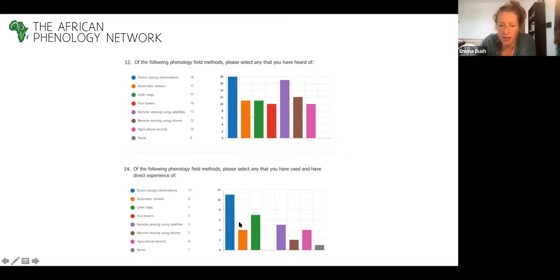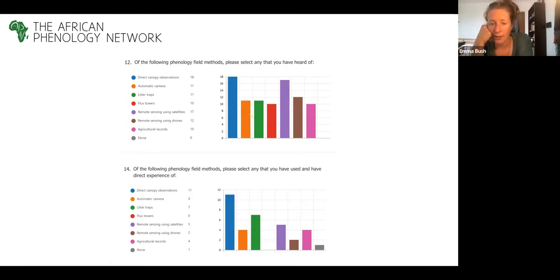But I just thought it was interesting to point out how in the orange, that's automatic cameras, fewer than a quarter of the participants had ever used automatic cameras. And this third one in the red, flux towers, no one had direct experience of using flux towers. And in the brown, very few people had experience doing phenology monitoring using remote sensing with drones. And really, these three are the most expensive and technically complex field methods that are available at the moment.